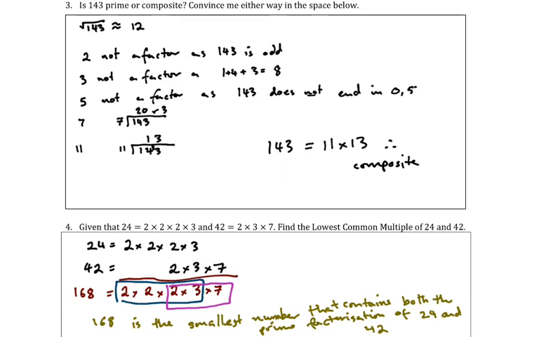If you tried to get rid of one of those numbers, any one of those numbers, 2, 2, 2, 3, and 7, that would mean that this new number would not be a multiple of either 24 or possibly 42. So if I got rid of the first 2, for example, now I don't have 24 in the prime factorization of this new number. Okay, let's move on to the next question.